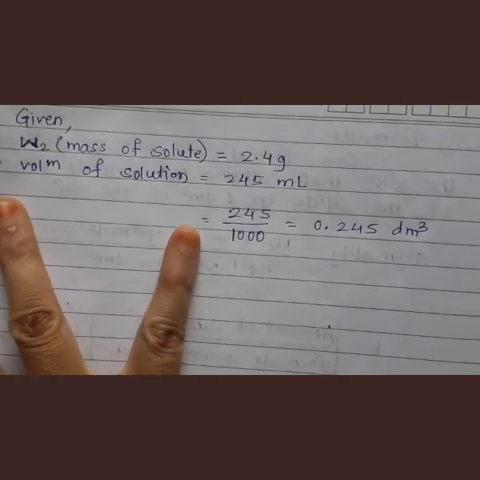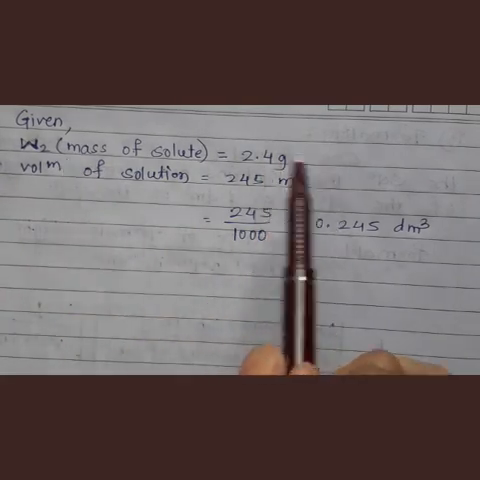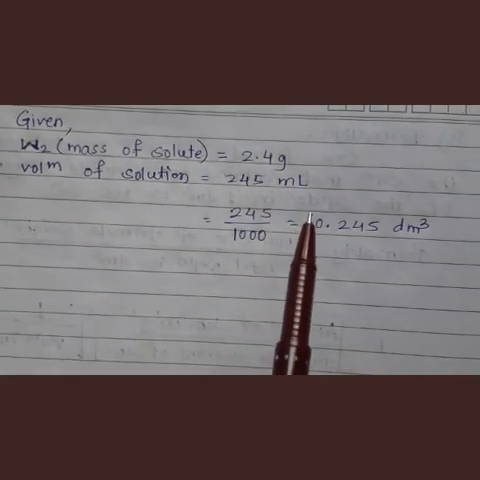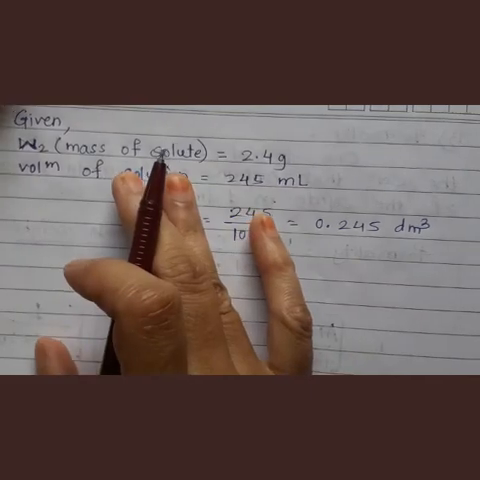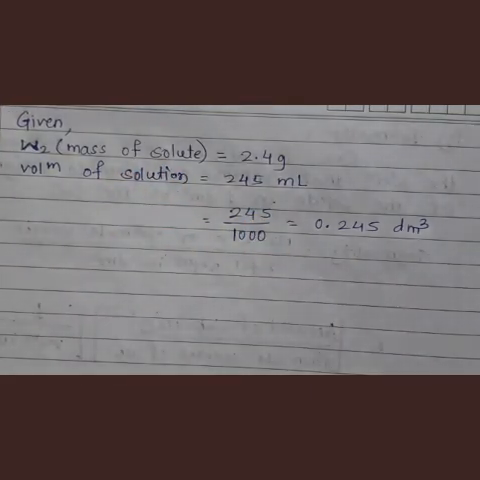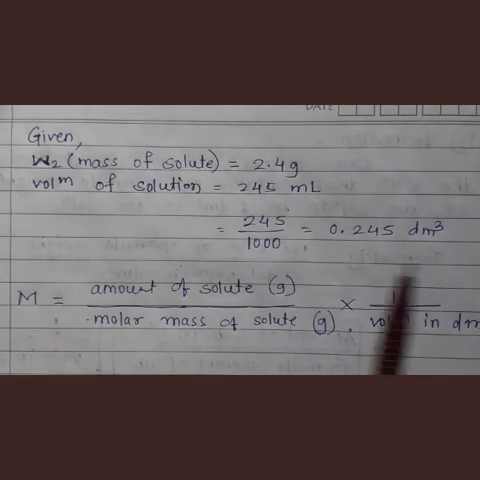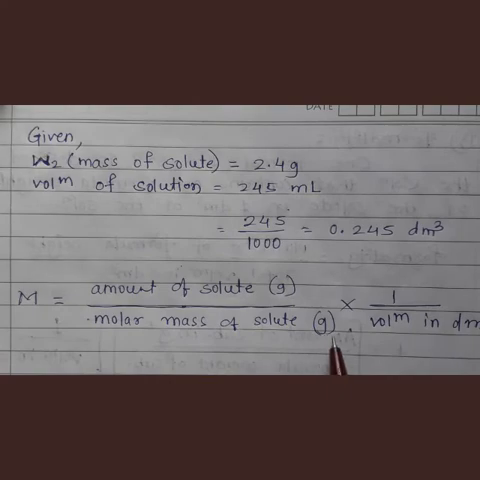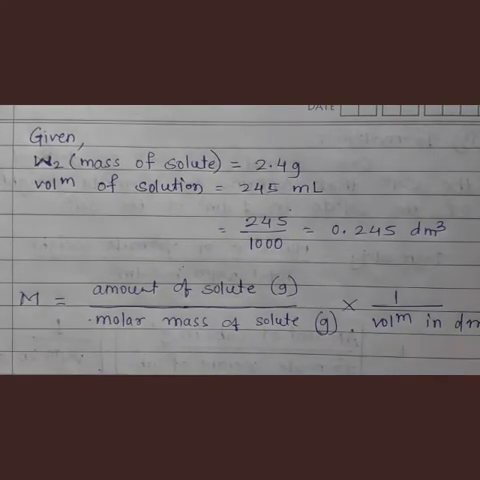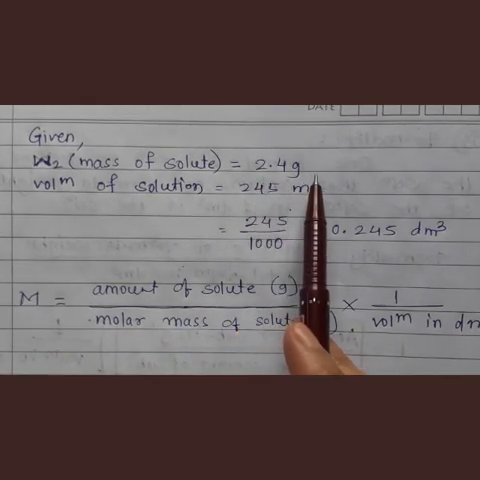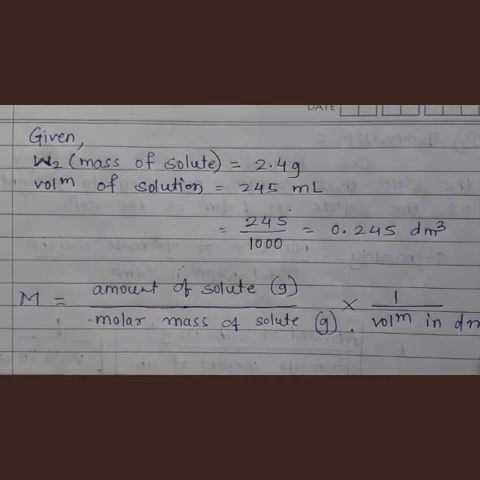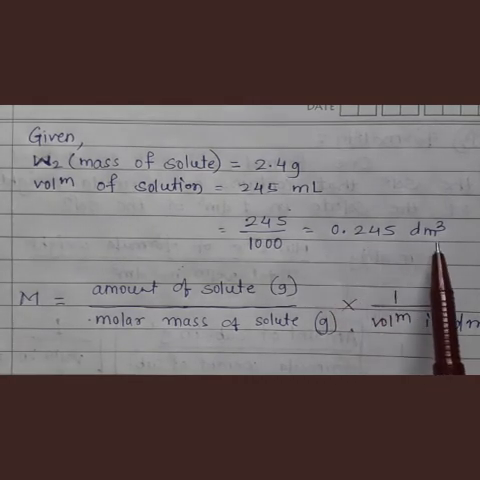Okay, so these two things we have with us. W2 we know and the volume of the solution we know. Now let us find the molar mass. First write the formula. So see the formula: molarity M is equal to amount of solute in grams divided by molar mass of solute in grams multiplied by 1 upon volume in dm cube. Now let us find the molar mass. We have the amount of solute, that is 2.4 grams. We have the volume in dm cube, that is 0.245 dm cube.